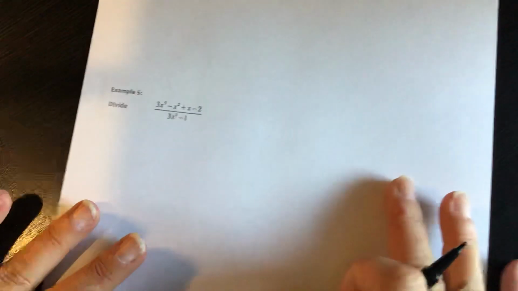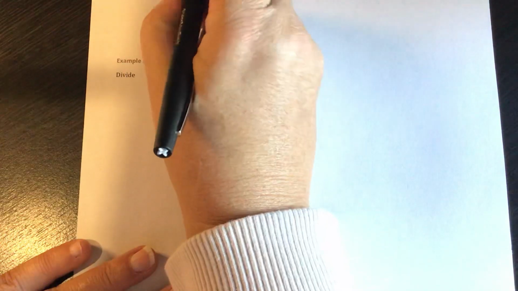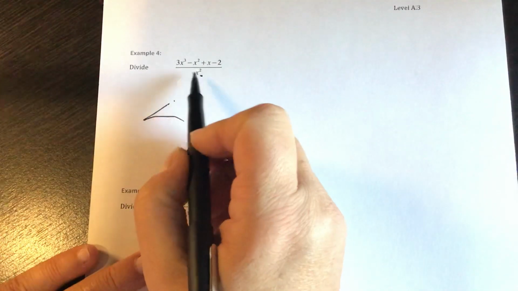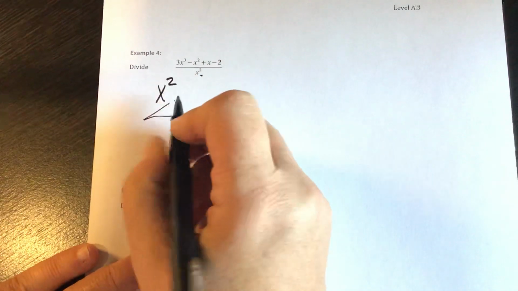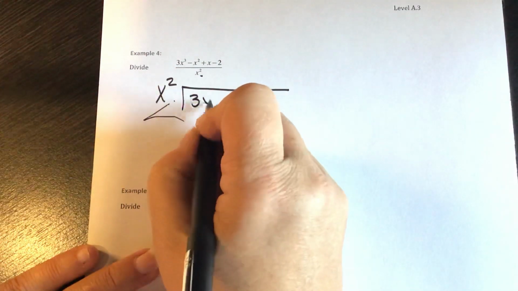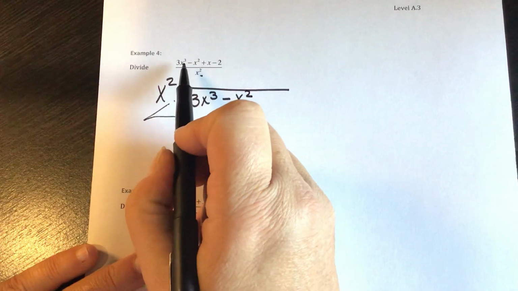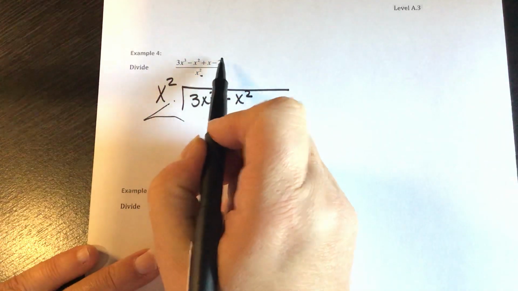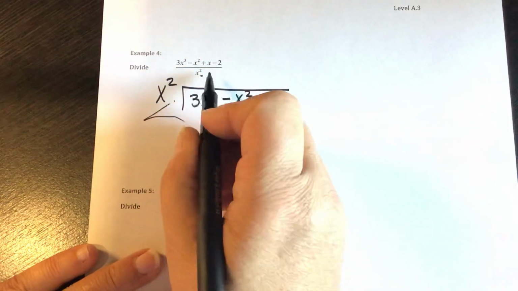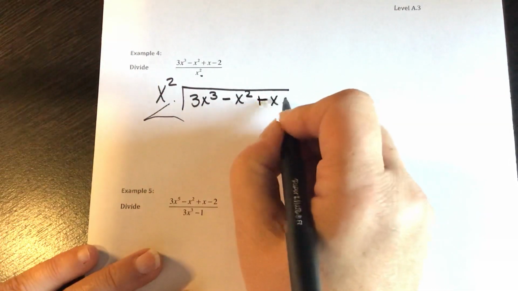Example 4, we are taking x squared and dividing it into, x squared goes into, sorry, I just dropped my pen, 3x to the third minus x squared. So let me check my exponents. 3, 2, 1, 0. So I don't have to hold a place here. 3x to the third minus x squared plus x minus 2.